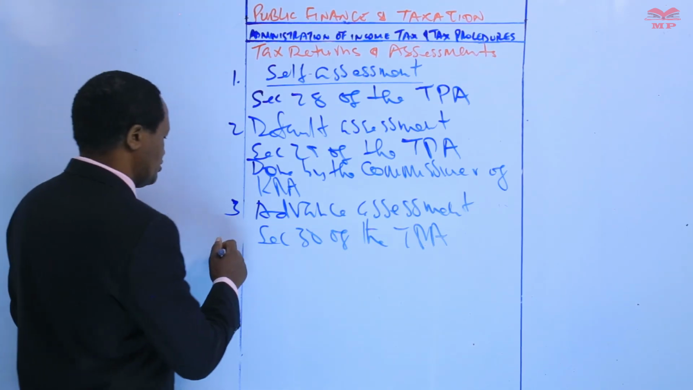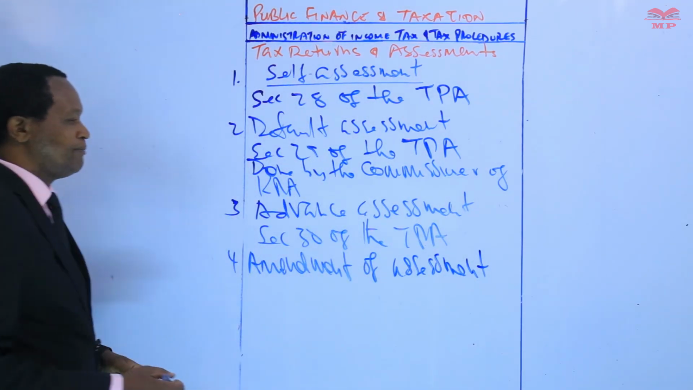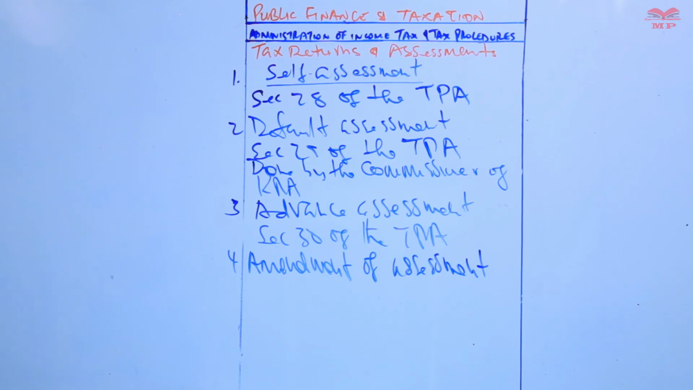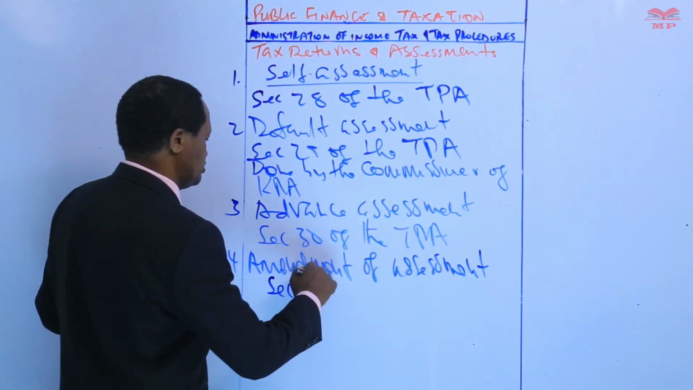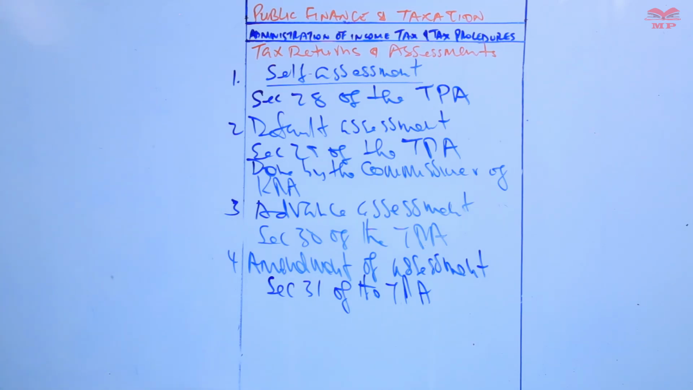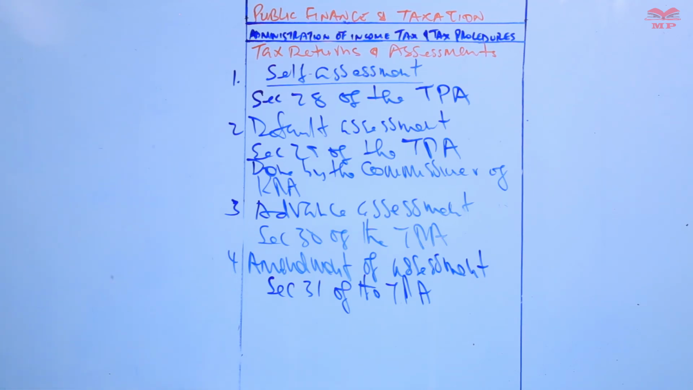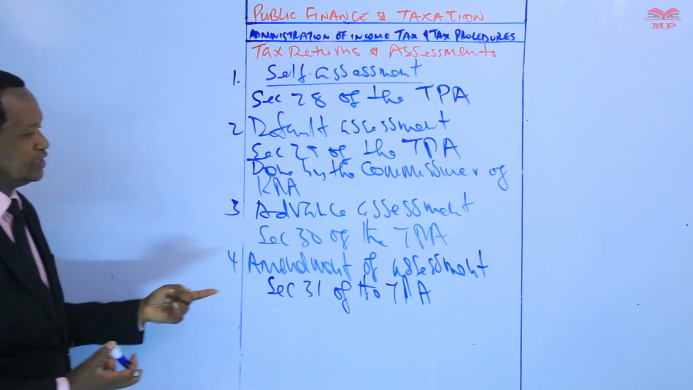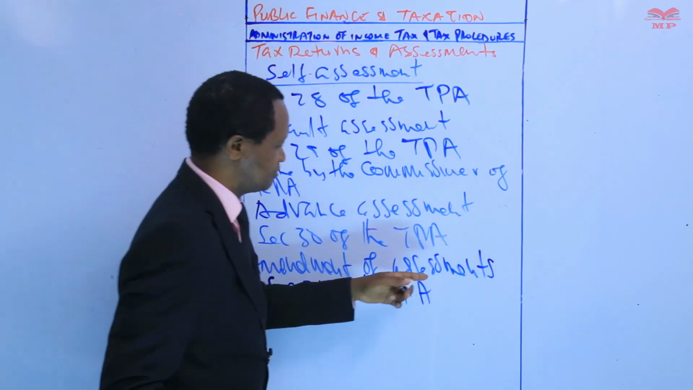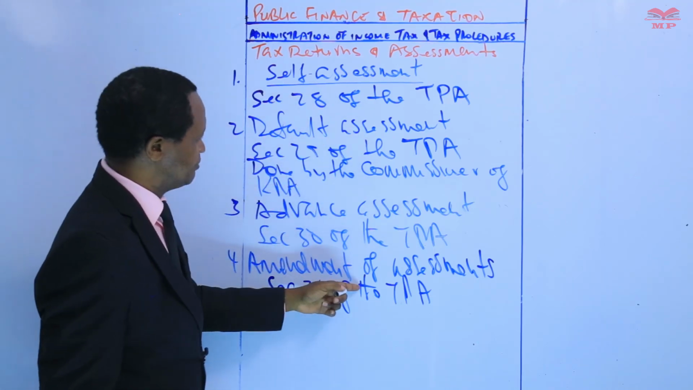Then we have amendment of assessments. And this is section 31 of the Tax Procedures Act. Now, an amendment of assessment allows a previously issued assessment, whether self-assessment or default assessment or even advance assessment, to be changed. Which assessments are these? It could be the amendment of the self-assessment, or the amendment of default assessment, or the amendment of advance assessment.